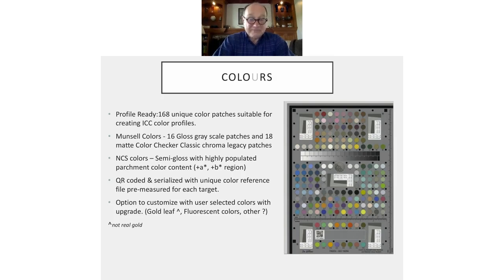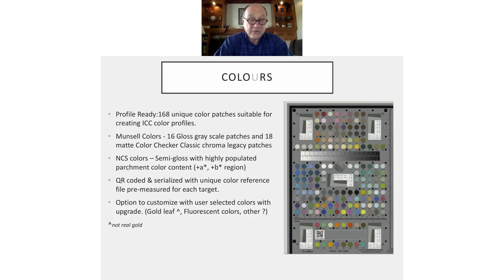These are the colors. Let's concentrate on the colors. There's 168 of them. They're all unique. They're suitable for creating ICC color profiles. So you've got 168 patches here, and there's a mix of them. There's the Munsell colors. Those are 16 gloss grayscale patches for measuring tone scale, spectrally neutral, as well as legacy colors, the 18 matte ColorChecker Classic colors, and those are down in the lower center. You'll see those.